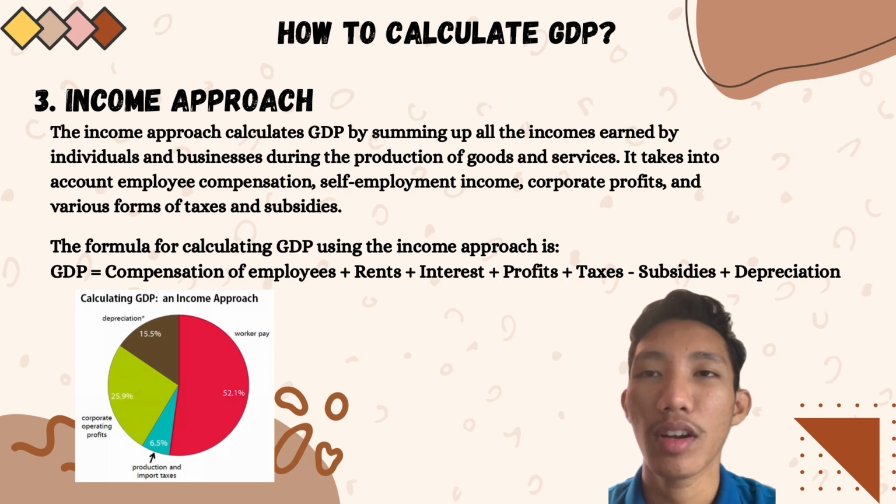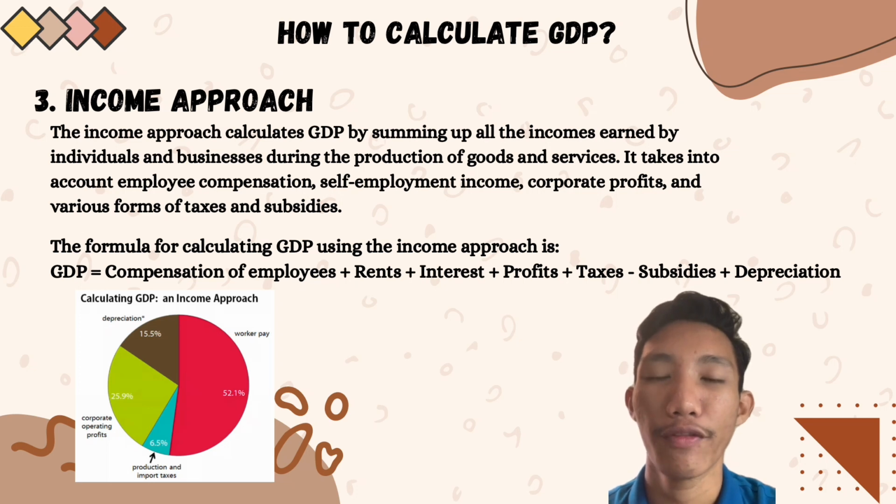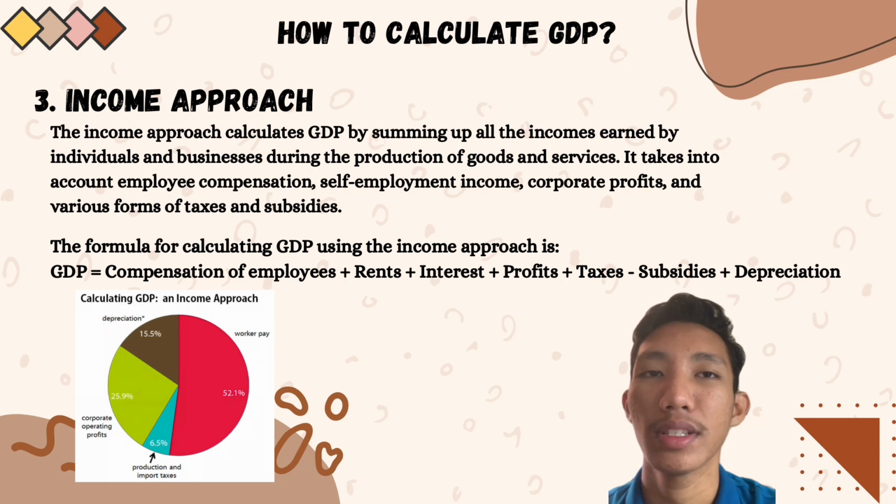The formula for calculating GDP using the income approach is GDP equals compensation of employees plus rents plus interest plus profits plus taxes minus subsidies plus depreciation. So, these are the ways to calculate GDP.